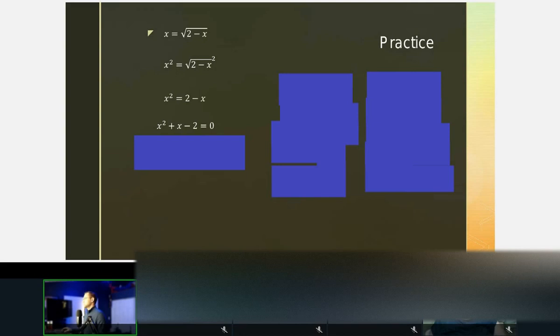X minus 1, x plus 2. X minus 1, x minus 1. We got people disagreeing here. So remember, in order to factor, let me just write below it.